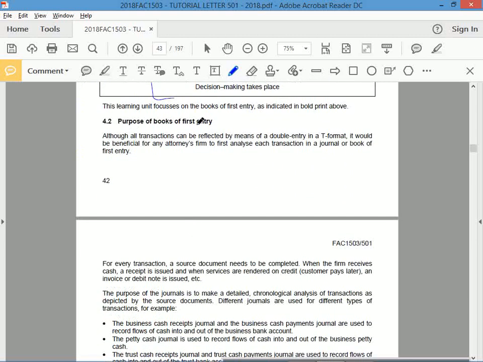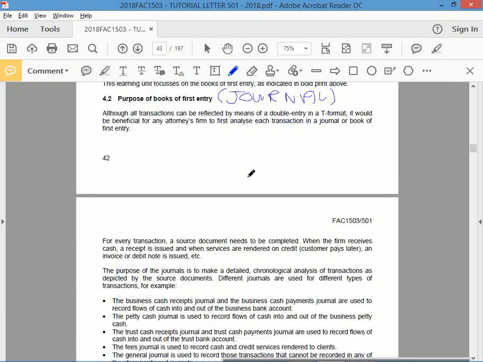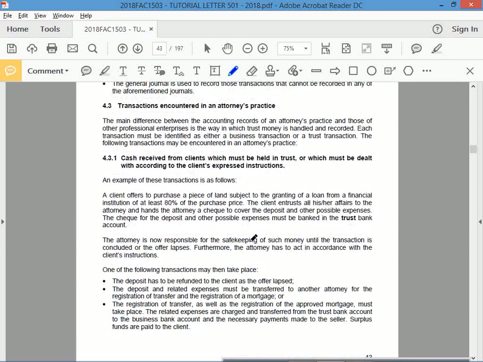Right, we've spoken about the purpose of the books of first entry. What is the book of first entry called? It's called the journal. That's the most important bit to take away there. You can read through all of this, that's fine. Let's get to an example and I'll show you how to actually account for it.